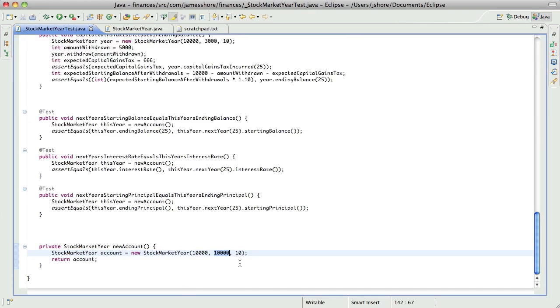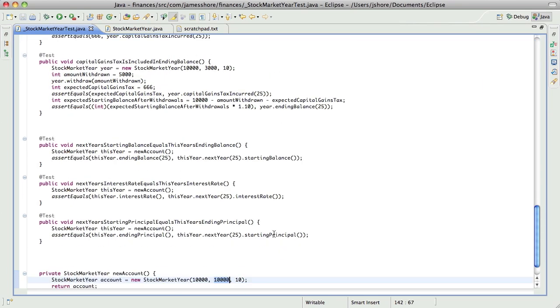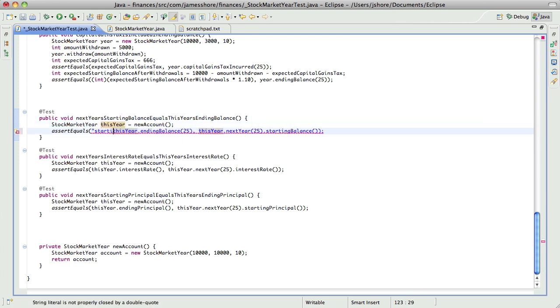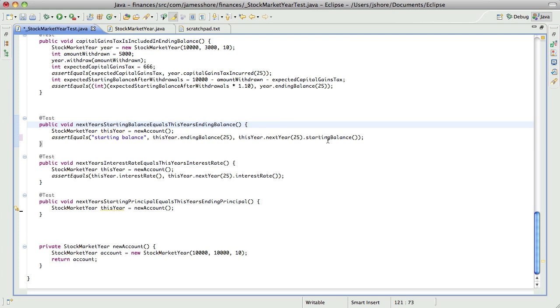Okay, let's clean up these tests. It's just, there's too much going on here. So I'm going to consolidate. For example, I think we can say that we want the starting balance to equal the starting principal.